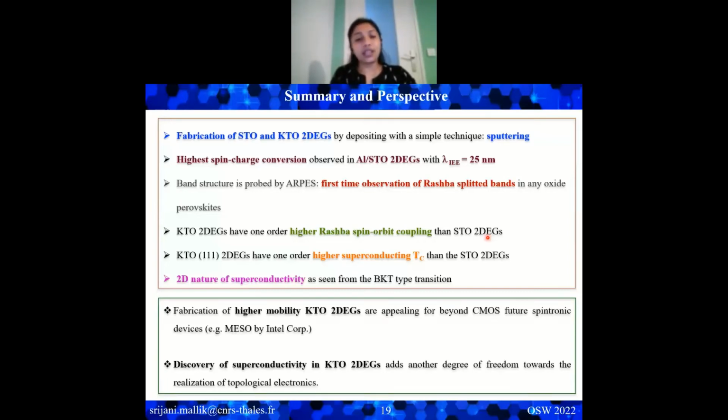I did not mention it, but I have been working with Intel company in realizing some beyond CMOS future spintronic devices where I need to find the most efficient spin to charge converters. So for this, these KTO based 2DEGs are really promising, and also the discovery of superconductivity now adds another degree of freedom to this.